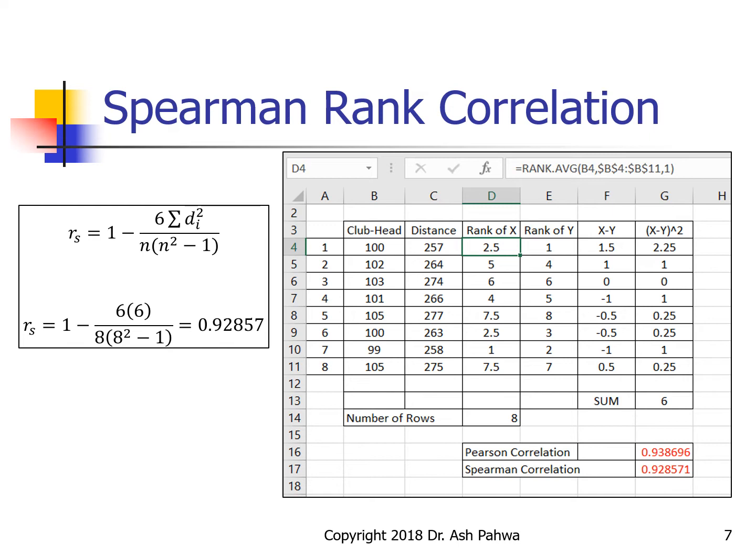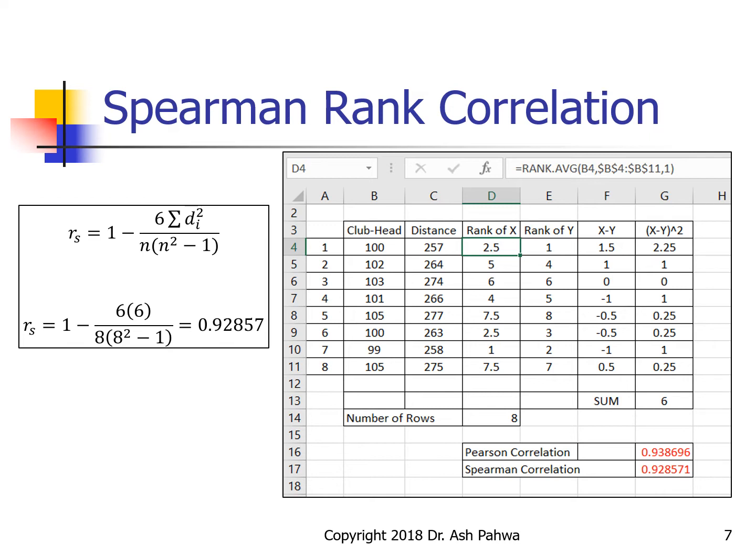Now let us try to compute the value of di square. As you can see, now I have a club head variable which I'm going to call x, and the distance variable is y. Then I enter my ranks that we computed in the previous slide. Now as you can see in column D of my spreadsheet, I have my rank x observations, which are 2.5, 5, 6, 4, 7.5, 2.5, 1 and 7.5. Ranks of y observations are 1, 4, 6, 5, 8, 3, 2, 7.